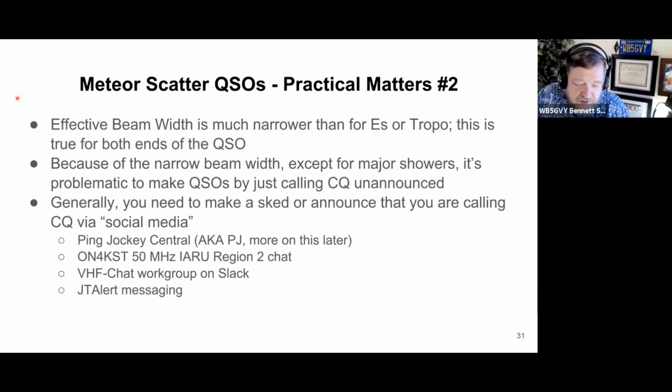And because of the narrow beam width, except for major showers, this can be problematic for making QSOs by just calling CQ into the blind, into the void. While you can make a QSO that way, generally it's often the case that people make schedules or announce that they're calling via some form of social media. And the most famous of these is Ping Jockey, which we're going to dive into several slides about. I also may abbreviate that as PJ, but I'm talking about Ping Jockey Central.